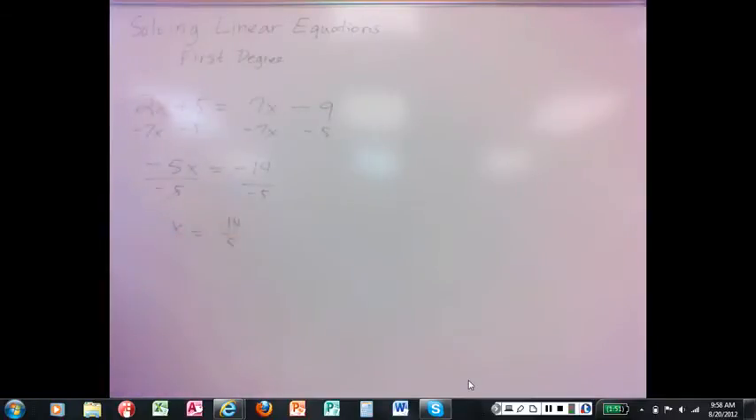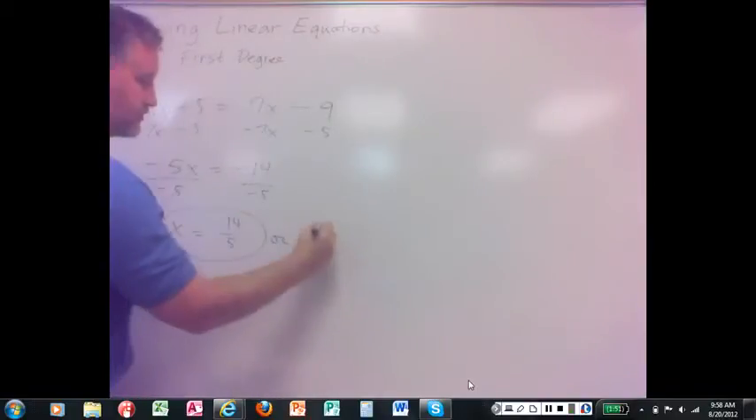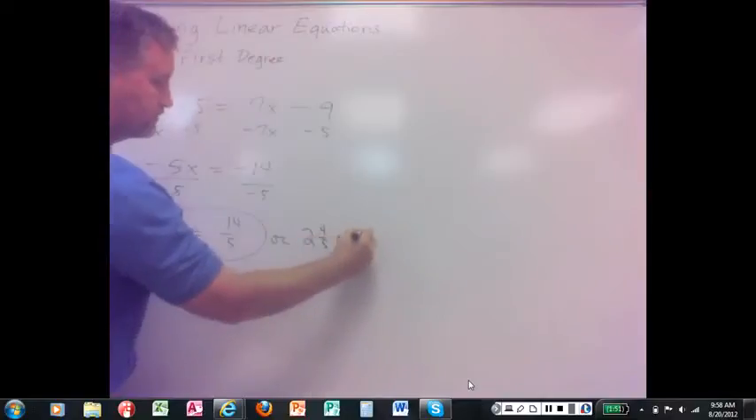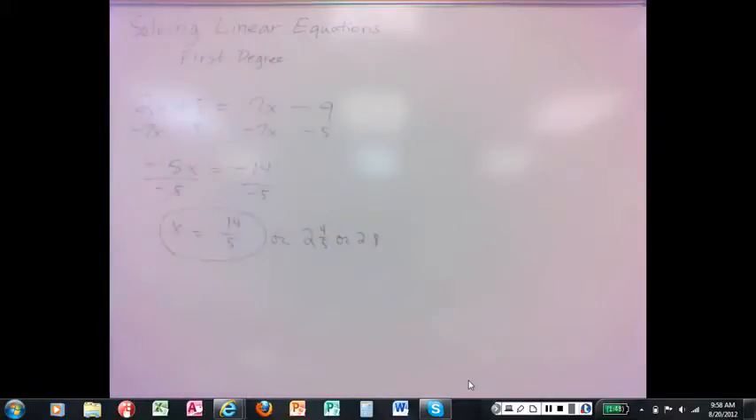Which brings up the next point. That's usually the way they'll want the answers. Reduced fraction, if it can reduce. Improper is the way they usually give it. You can write a mixed number if you like. What would that be as a mixed number? 2 and 4/5, or even 2.8, since it's a terminating decimal. All those answers I would accept. So just so you know.